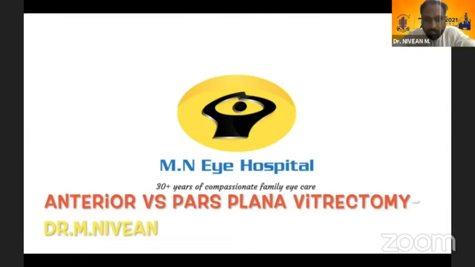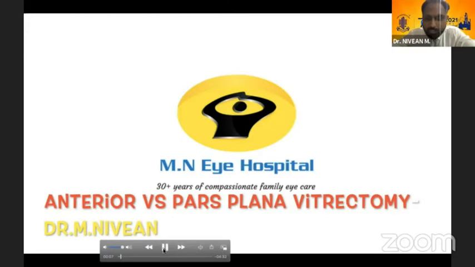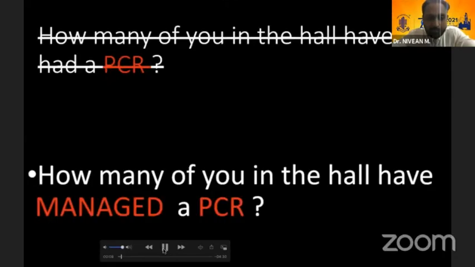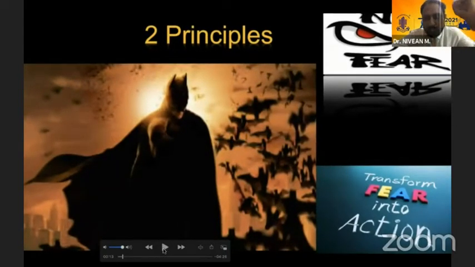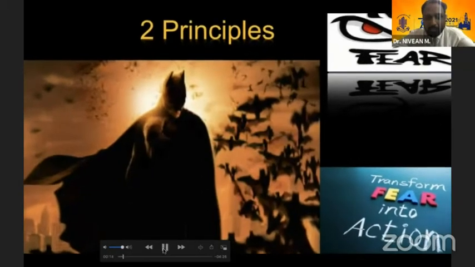Respected teachers, senior ophthalmologists, I'm going to talk on the role of anterior vitrectomy when it comes to SICS, something slightly different from the other talks. We all can have a PCR when we do cataract surgery, so there's no hiding the fact, but we have to start managing it to get better results. The basic principle of managing PCR is that the fear of PCR should go away, and we should turn this fear into action in managing it.